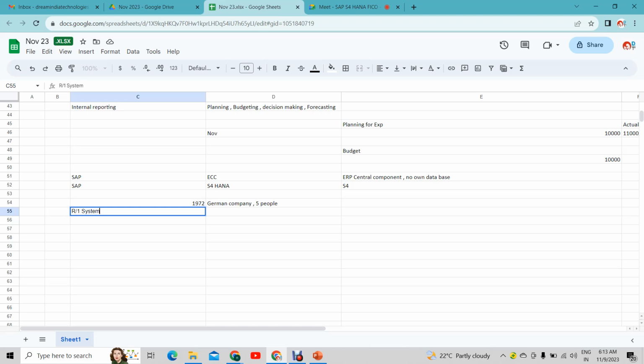No, right? So initially they started with the R1 system. Every software application will have one name. Let's say if you talk about Android, in Android there are many versions. Initially they have one, like a Snapdragon, something like that. In any software application also they have versions. Initially it was the R1 system. They introduced the R1 system in the market, but it did not go well.